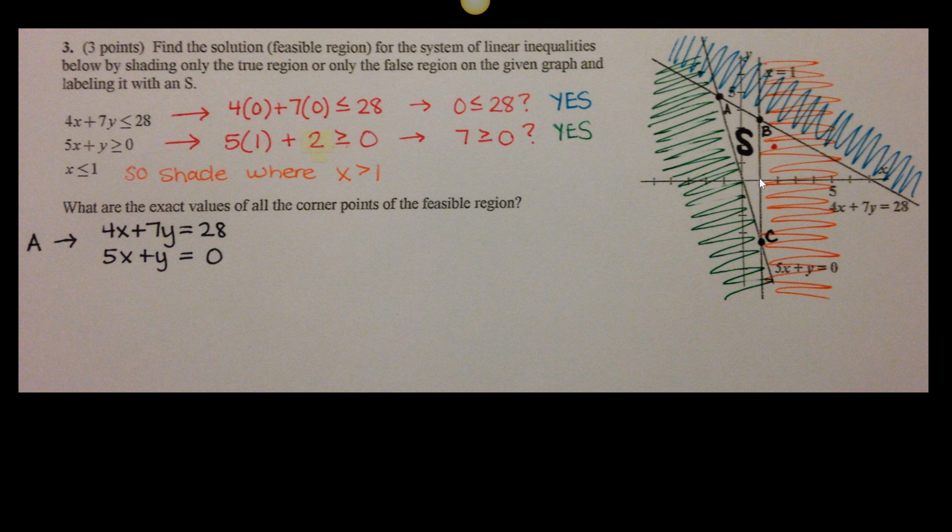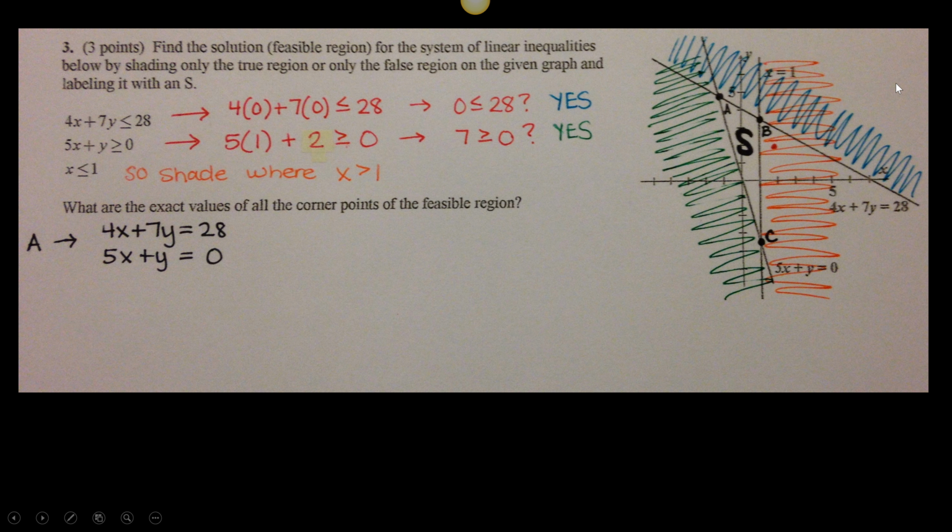Remember that a corner point is when 2 lines from 2 different inequalities are meeting each other, okay? So you can see at A, the line 5x plus y equals 0 is intersecting with 4x plus 7y equals 28. In the same way, B is intersecting 4x plus 7y equals 28 with the line x equals 1. Okay? And C is intersecting x equals 1 with 5x plus y equals 0. Alright? If you were to label these 2 locations as corner points, that's not where we're meeting 2 different lines from 2 different inequalities. Okay, so those are not corner points.